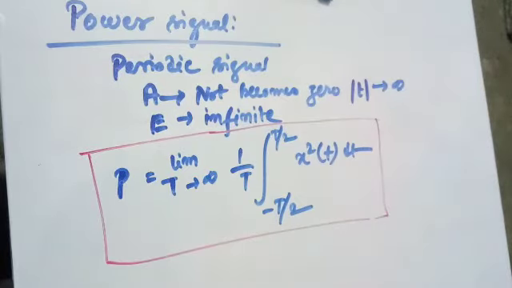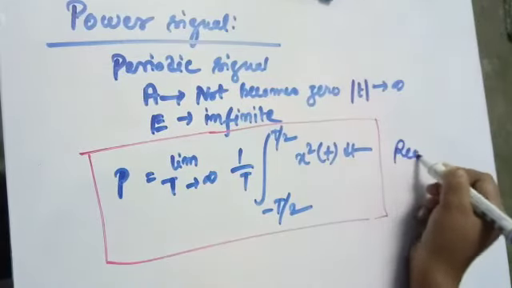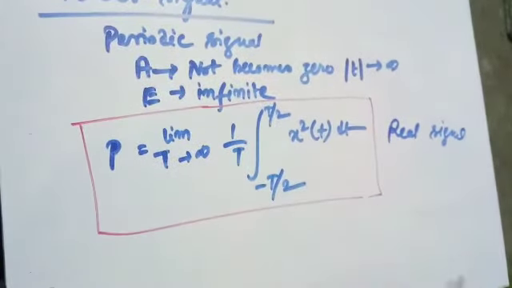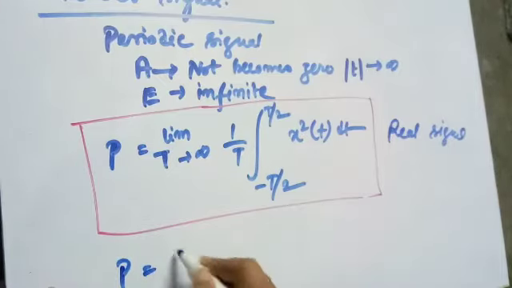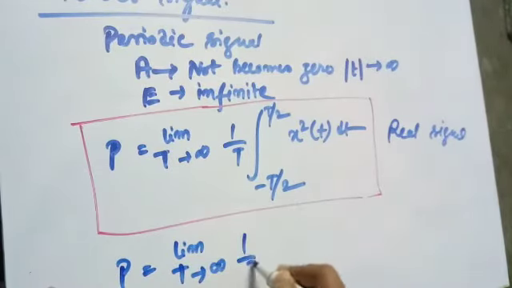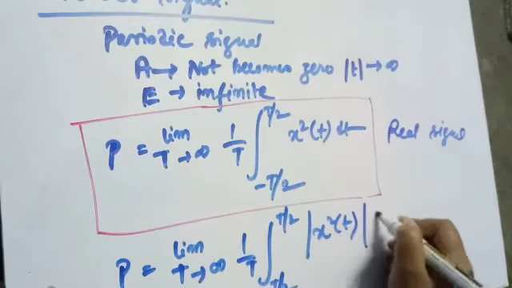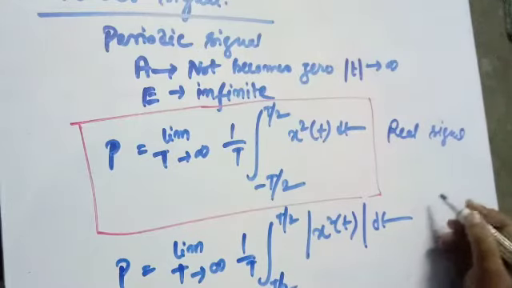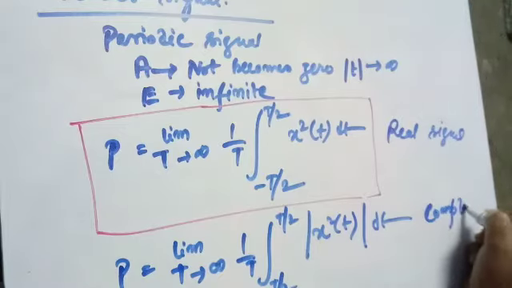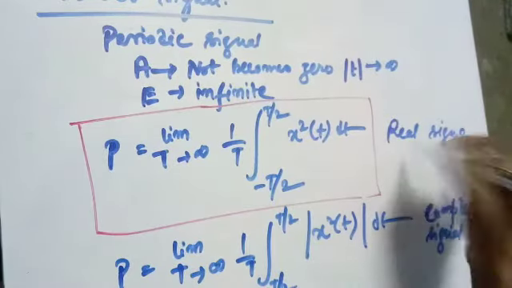Recall the concept that if a signal has infinite energy, that means its energy cannot be defined, then we can measure its power, and the power should be the average power. The expression for calculating average power is this. This is for a real signal. If it is a complex signal, then, just like the previous case, the value will be mod of x square t dt. So this is for a real signal, and this is for a complex signal.